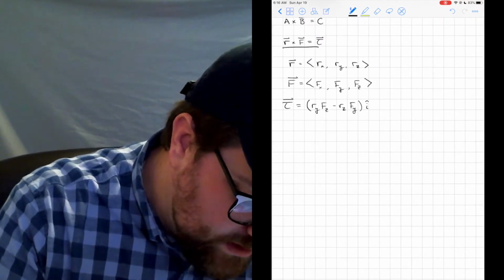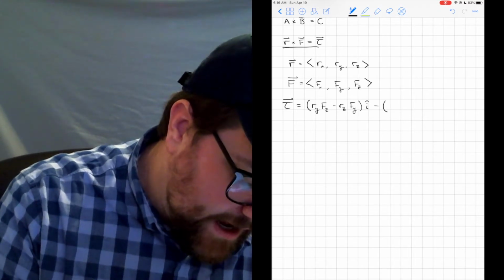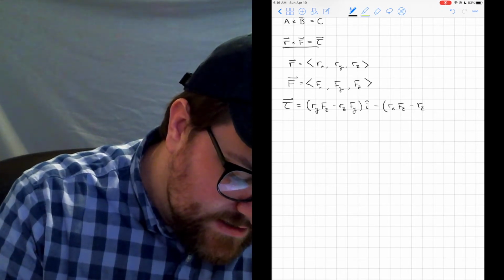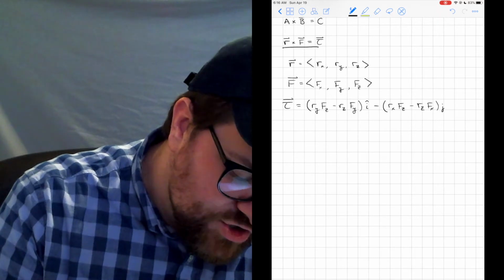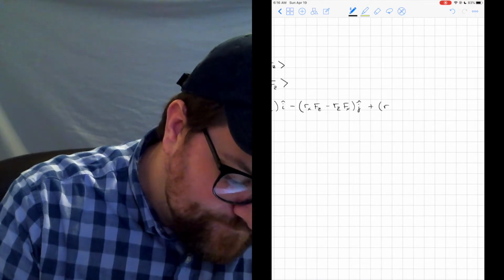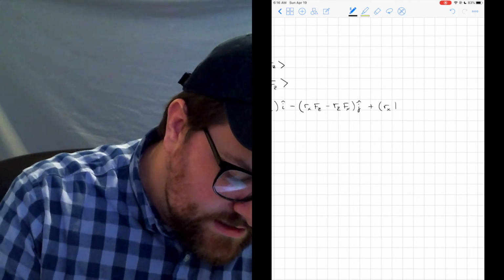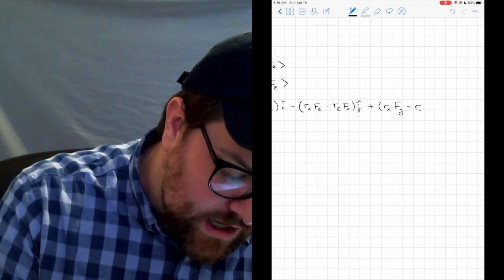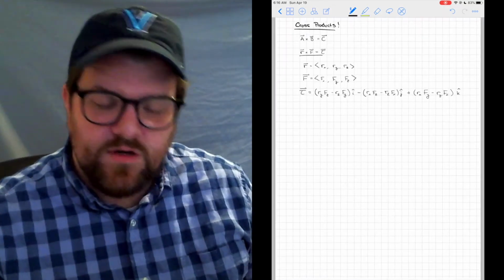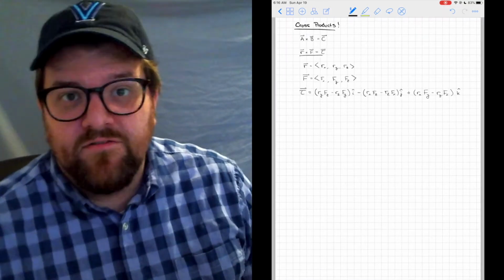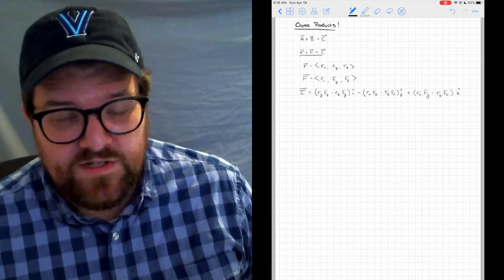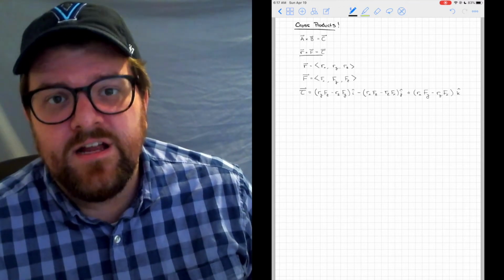component, the x component. We're going to subtract then our Rx Fz minus Rz Fx, and that's our j hat, and then plus our Rx Fy minus Ry Fx, and that's our k hat direction. So we have a 3-dimensional vector popping out of 2 3-dimensional vectors. Even if it's a 2-dimensional vector, we're still going to need to have that third dimension there. We're just going to label it 0.